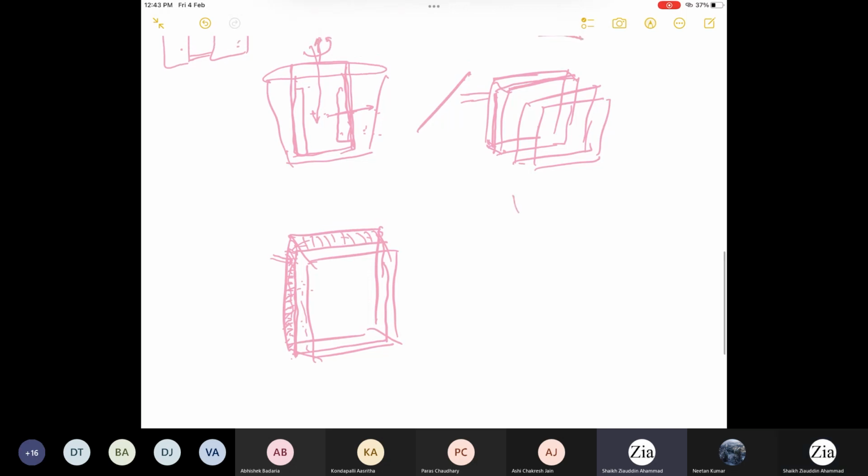It's called a plate and frame filter press.